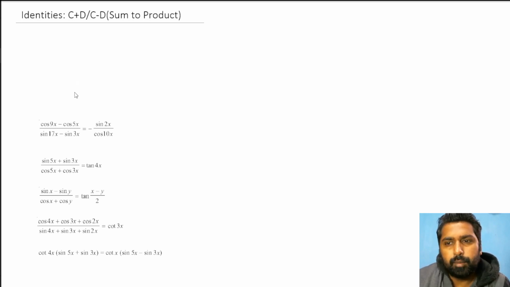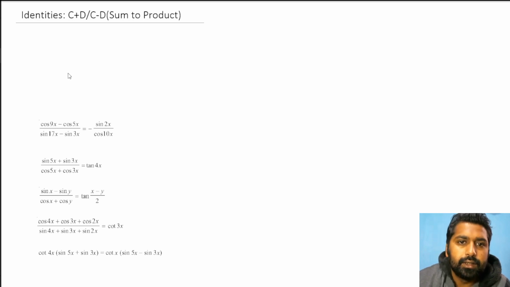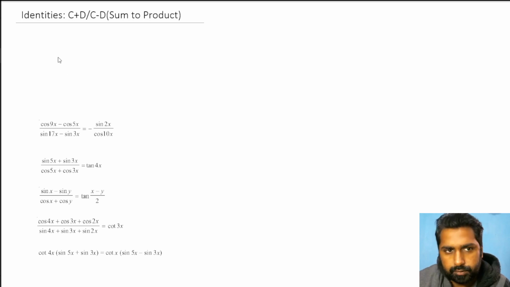Let's continue with our topic trigonometry and let's continue with the identities part. So far we have done A plus B identities. Now although I categorize it as C plus D, there is no such thing as C plus D. The idea is to convert any sum or difference to product. Okay, I'll explain what I mean.